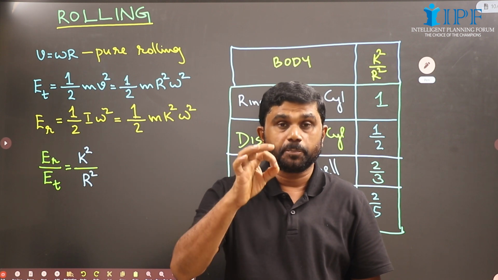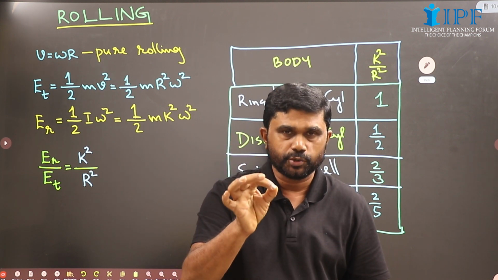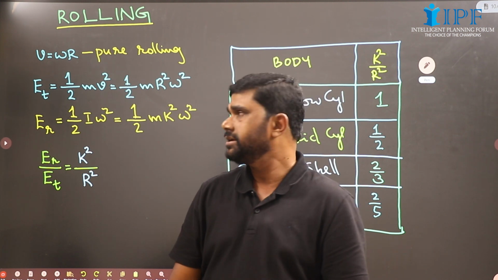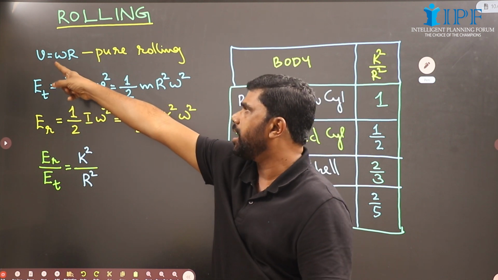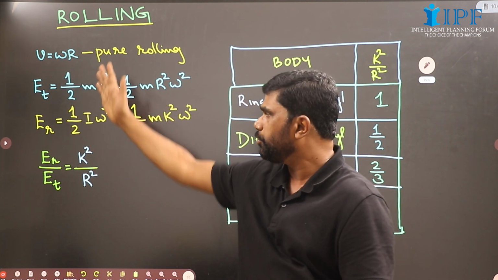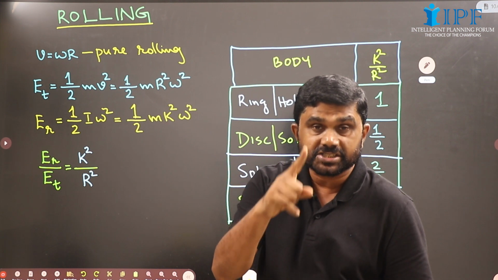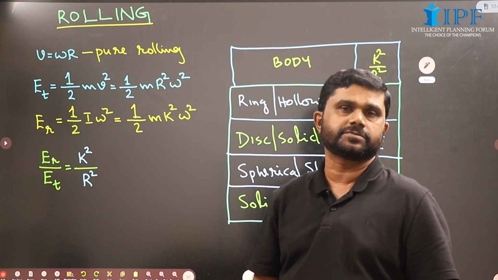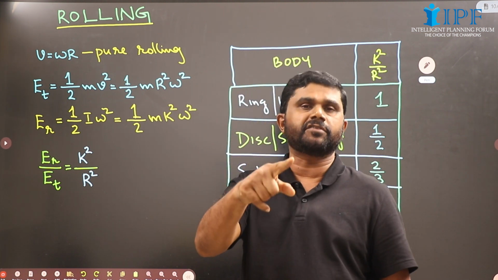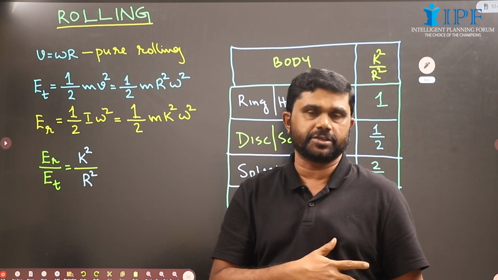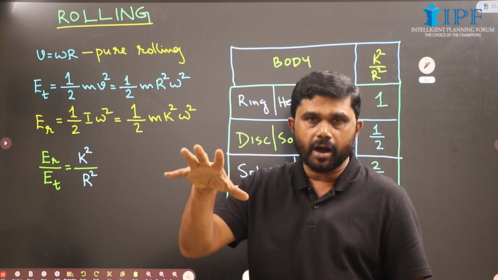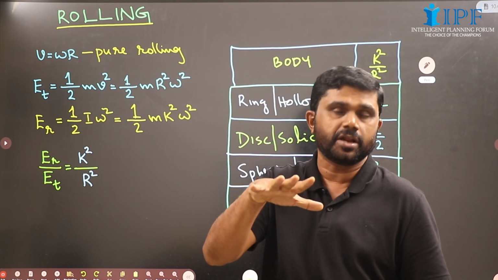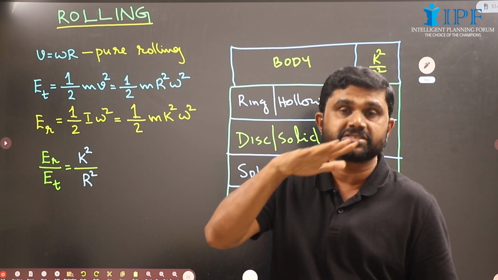When a body is in pure rolling, the rotational motion and the translational motion are in a balanced condition. Then V will be equal to omega R in pure rolling. If V is greater than omega R, then translational motion dominates. If omega R is greater than V, then rotational motion dominates. If V equals omega R, then the body is said to be in pure rolling. The rotation and the translational motion are in a balanced condition.